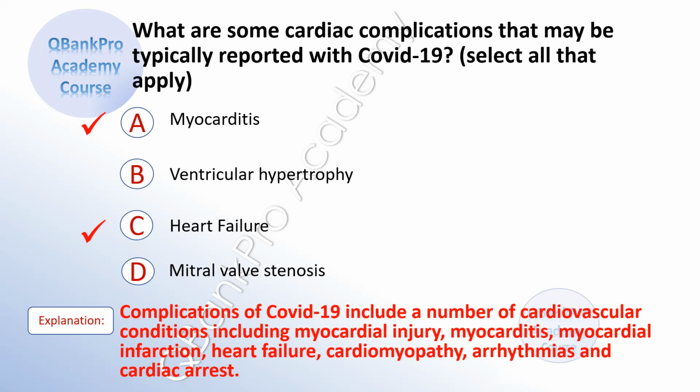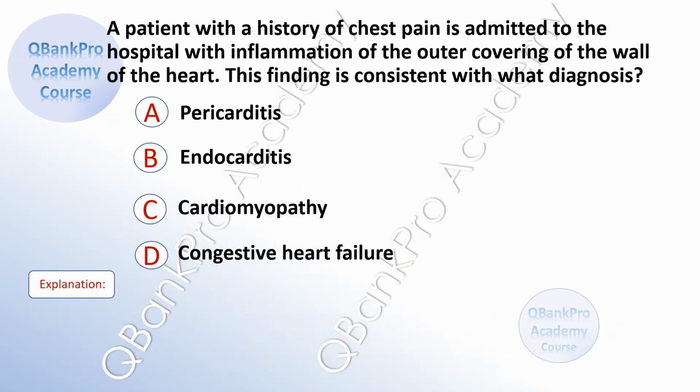Explanation. Complications of COVID-19 include a number of cardiovascular conditions, including myocardial injury, myocarditis, myocardial infarction, heart failure, cardiomyopathy, arrhythmias, and cardiac arrest. A patient with a history of chest pain is admitted to the hospital with inflammation of the outer covering of the wall of the heart. This finding is consistent with what diagnosis? A. Pericarditis. B. Endocarditis. C. Cardiomyopathy. D. Congestive heart failure.